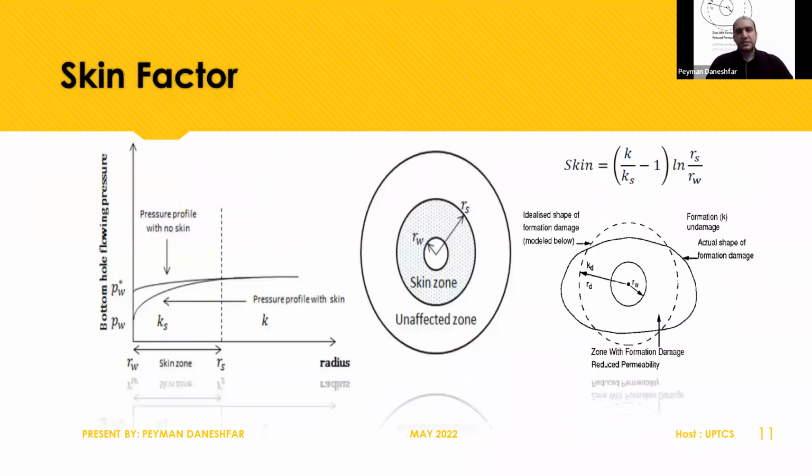And again, you can see that if the radius of damage zone increases, it means that your permeability in the radius of damage zone decreases, okay? If it decreases, it leads to the skin factor increasing, and an increase in the skin factor again leads to a decrease in our production rate, okay?